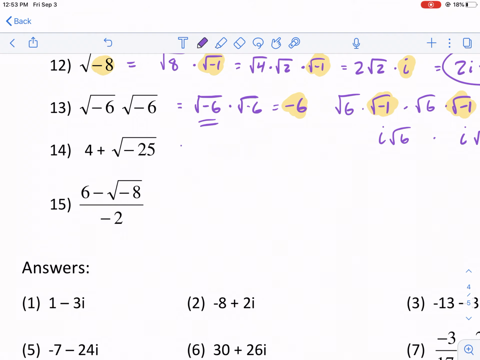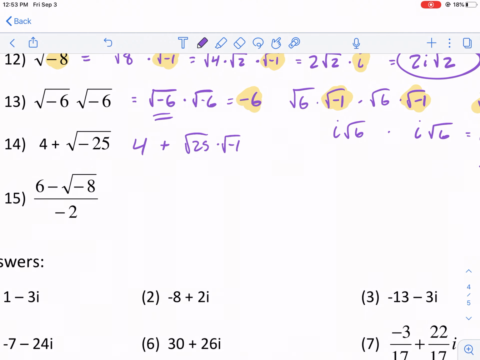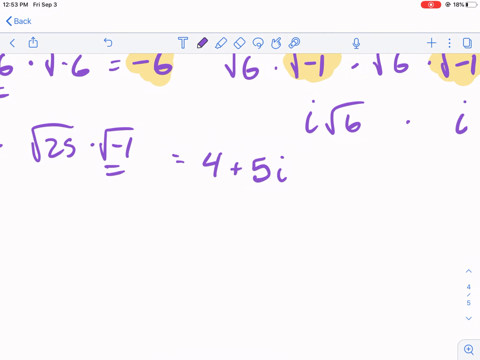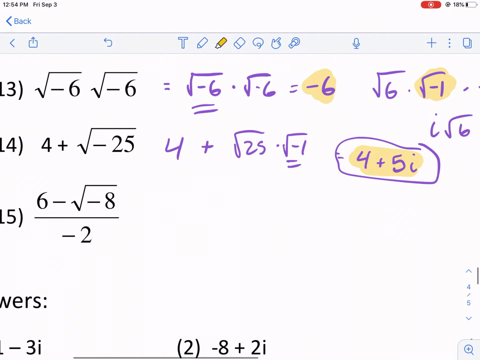Next up, we have 4 plus, and then in this case, it's actually going to be pretty easy. We have square root of 25 times the square root of -1. Remember, separate the positive and negative component with each radical. So we have 4 plus 5, but we still have the I attachment because it's 5 times the square root of -1, which is I. And then this is our final answer because it's a complex number and we can't break it down any further than this. You can't combine those unlike terms.